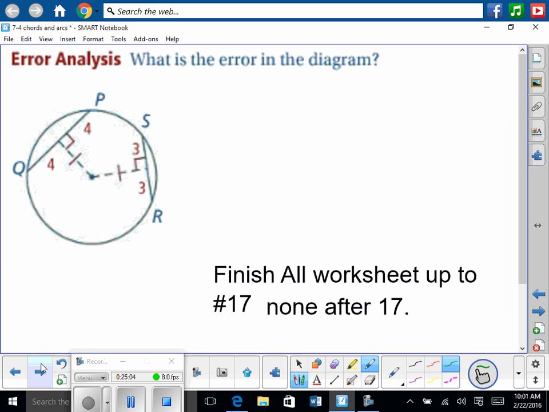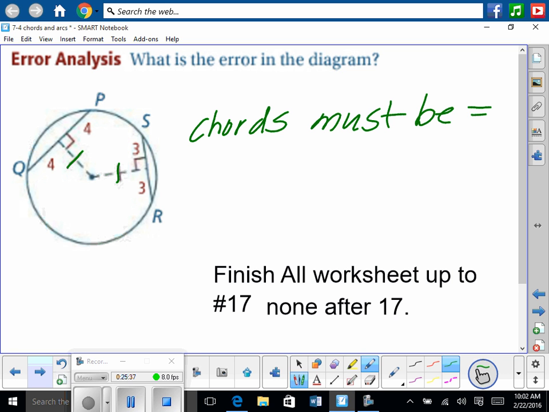Okay. What's the error in the diagrams? Then I'll let you finish up the worksheet. Tell me, what is the error? Perfect. That's exactly said. So these are equidistant, right? Thus, the chords have to be equal, right? Are the chords equal? Nope. So that's what you would say. So chords must be equal because they're equidistant.